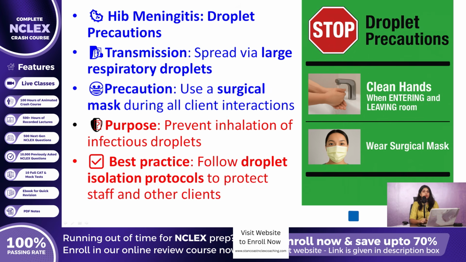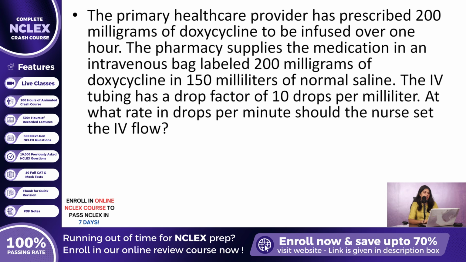Let us tackle a bit of dosage calculation in question number 10. The primary healthcare provider has prescribed 200 milligrams of doxycycline to be infused over 1 hour. The pharmacy supplies the medication in an intravenous bag labeled 200 milligrams of doxycycline in 150 milliliters of normal saline. The IV tubing has a drop factor of 10 drops per milliliter. At what rate in drops per minute should the nurse set the IV flow?